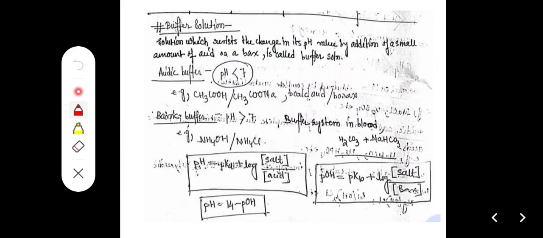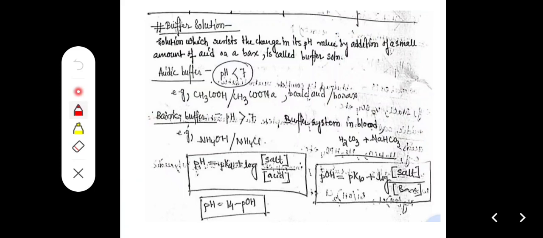Now we consider buffer solution. For many lab experiments, we have to perform some experiments about buffer solution. What is a buffer solution? The solution which resists the change in its pH value by addition of a small amount of acid or base is called a buffer solution. Means the solution does not change its pH value if we add a small amount of acid or base. By adding a small amount of acid and base, the overall pH of the solution does not change. These solutions are termed as buffer solutions.